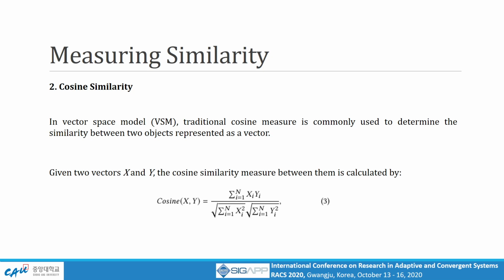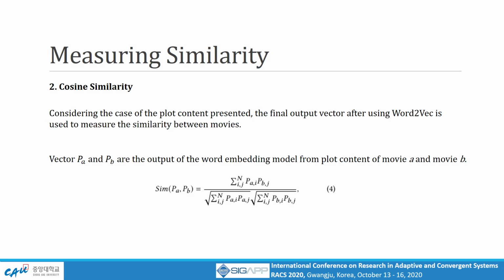The cosine similarity we use for measuring the plot of the movie. Clearly, in the vector space model, the traditional cosine measure is commonly used to determine the similarity between two objects represented as vectors. Given two vectors x and y, the cosine similarity measure between them is calculated by equation 3.